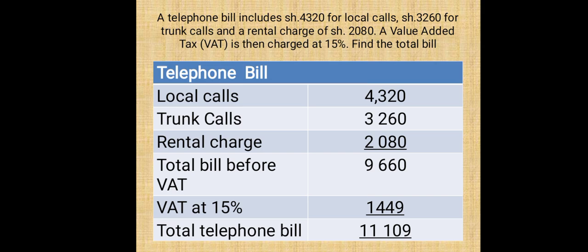Now it means we shall have to add all those charges: local calls, trunk calls, rental charge, and we get 9660 shillings. Now that amount is charged a VAT at 15%. The VAT will be 1449. Now add that to 9660. You get that the telephone bill is 11,109 shillings. You can see it clearly on that table.